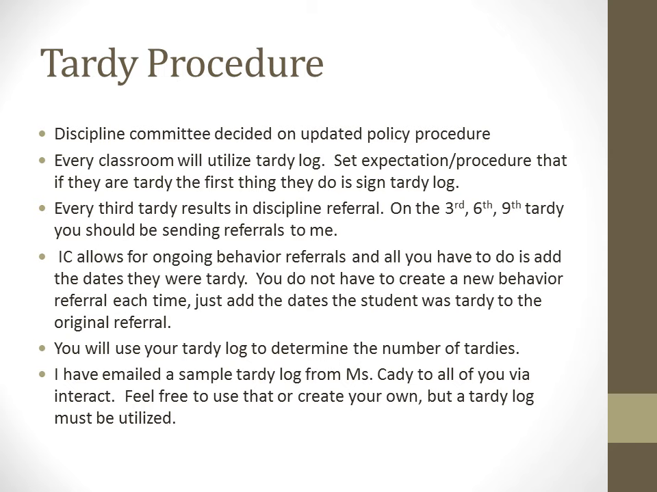Every third tardy will result in a discipline referral. So on the 3rd, 6th, 9th tardy, you should be sending referrals to me at the dean's office. Infinite Campus allows for ongoing behavior referrals, and all you have to do is just add the dates that they were tardy. So if Joey missed September 1st, 2nd, and 3rd, he's tardy 3 times, I should be getting a referral. On the 4th, 5th, and 6th, I should be getting a second referral.